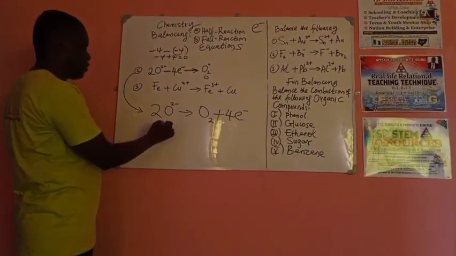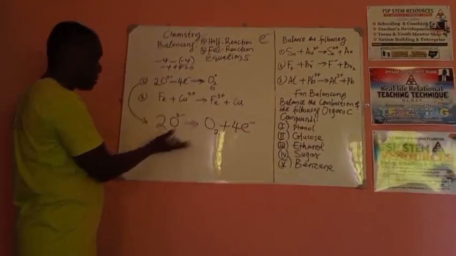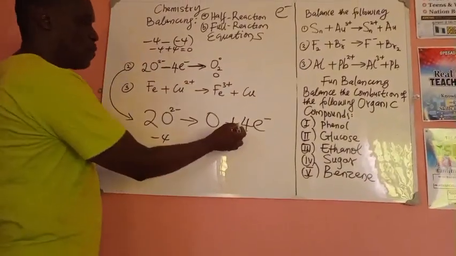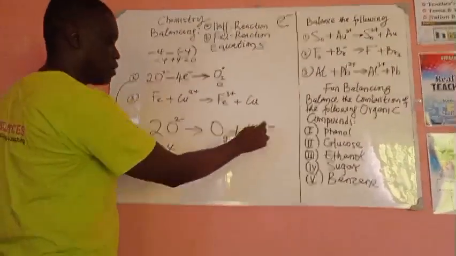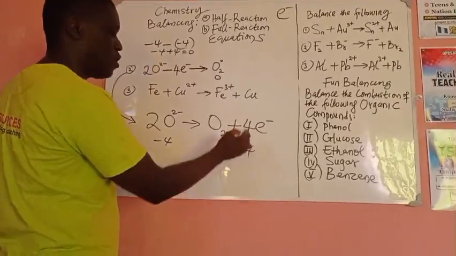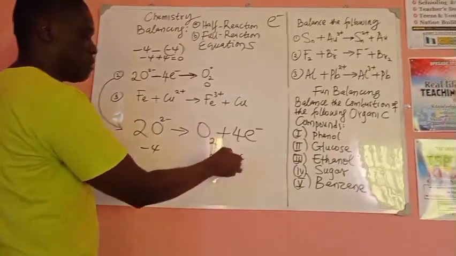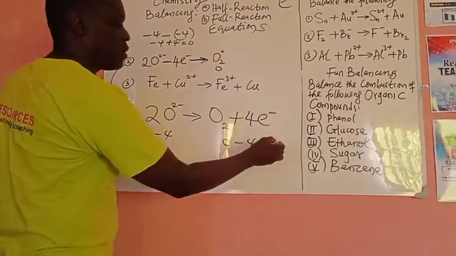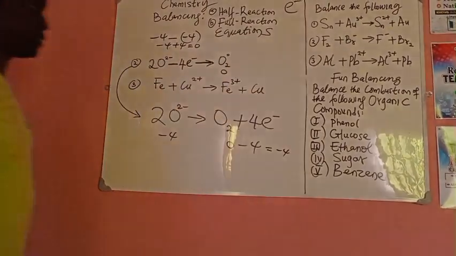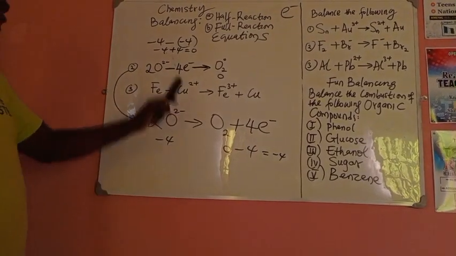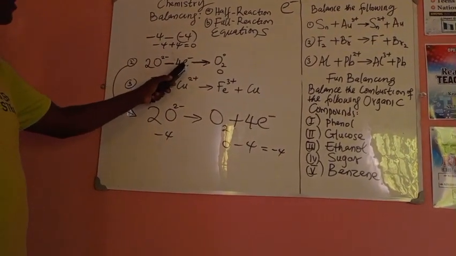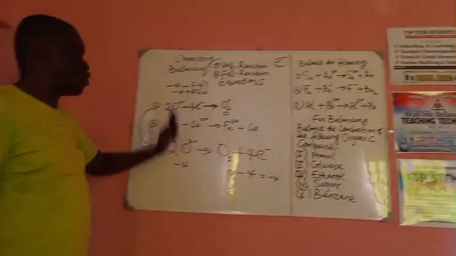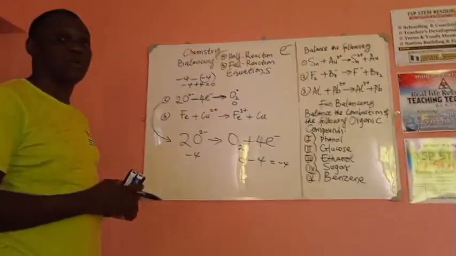Let's see that it is balanced. 2 times -2, that's -4 at the reactant side. This side, no charges, that is 0. Plus 4 times -1, that's -4. So we have -4 this side, 0 minus 4, that is -4. You can see that it's also balanced. So don't forget, the electrons you have introduced can either be at this side or the other side. All you just need to do is to apply mathematical principle.